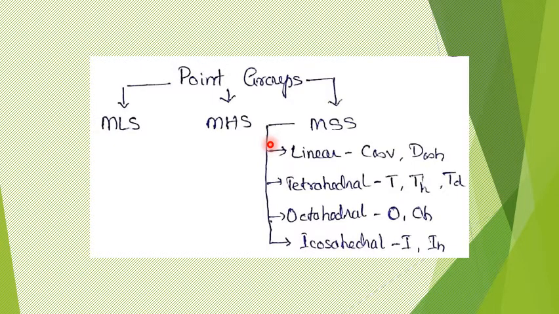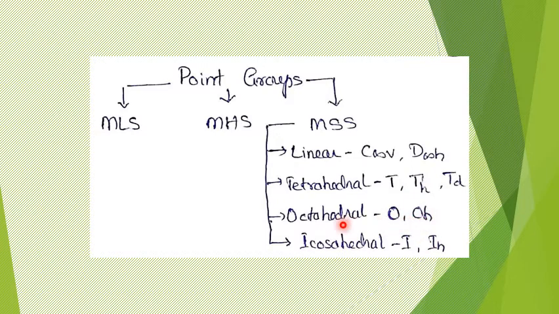So where we are. Point groups can be classified into molecules with low symmetry, molecules with high symmetry, and molecules with special symmetry. Under this heading, mainly I can say that linear point groups are of one kind, and the remaining are of another kind. In this also we can have tetrahedral point group, octahedral point group, and icosahedral point group. In my previous video I completed the tetrahedral point group. All these three were covered. Now in this video we shall look at these four point groups.